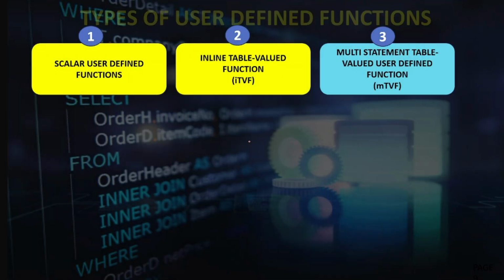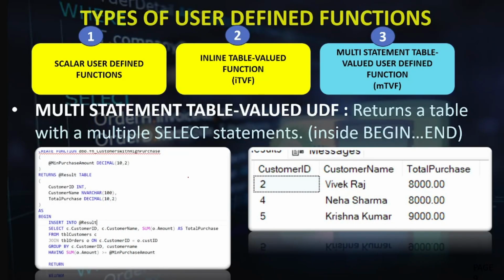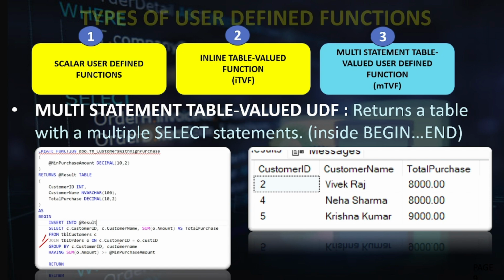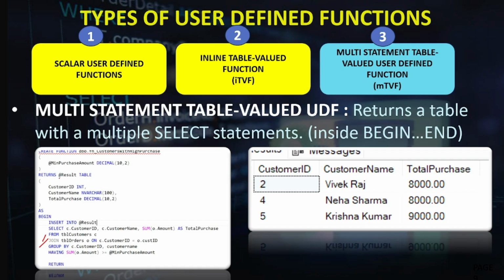The next type of function is the multi-statement table valued user defined function, which we also call MTVF. This function involves multiple select statements. You see, this is the select statement where we have put joins also, right? Based on these calculations, it returns some value. So we are returning total purchase value, so we are preparing data. You see that we have created a table variable here, in which we are creating three types of fields.